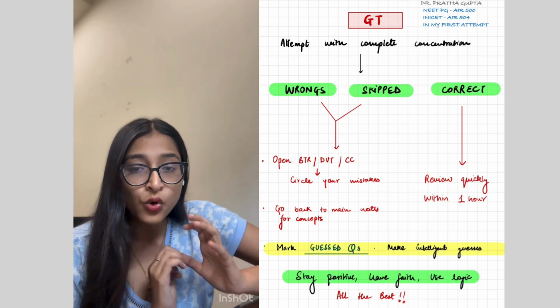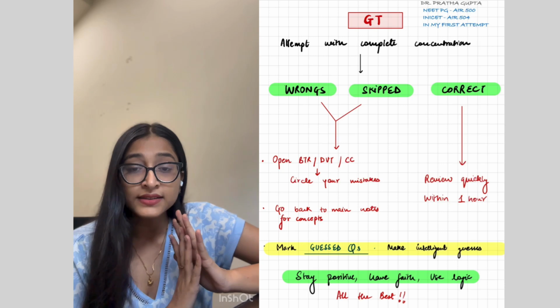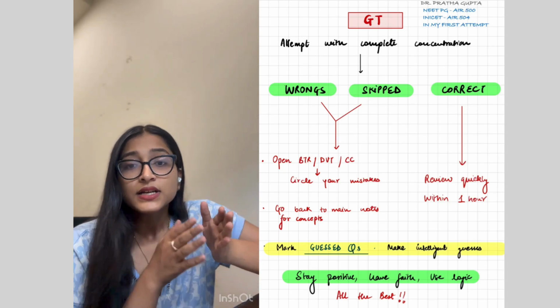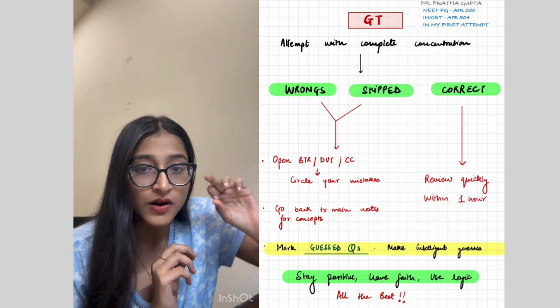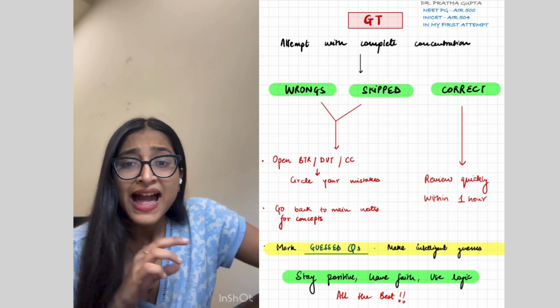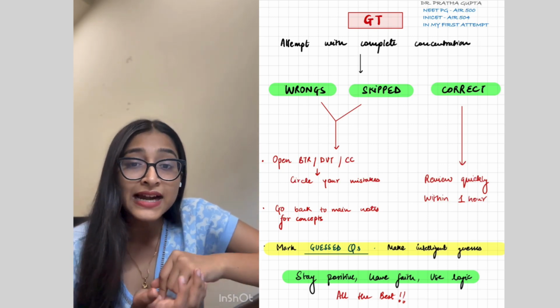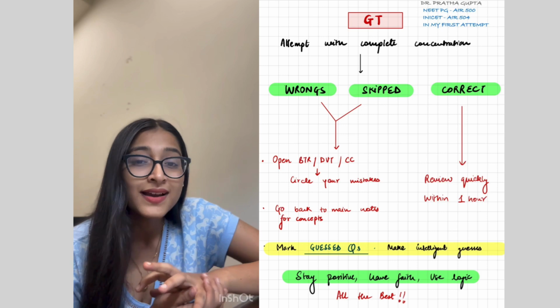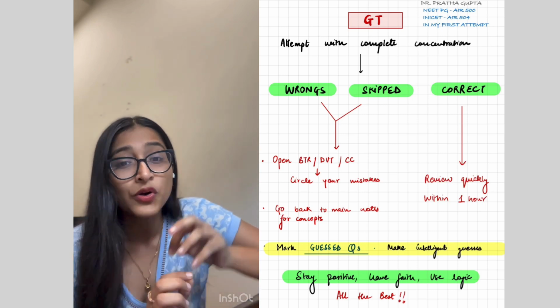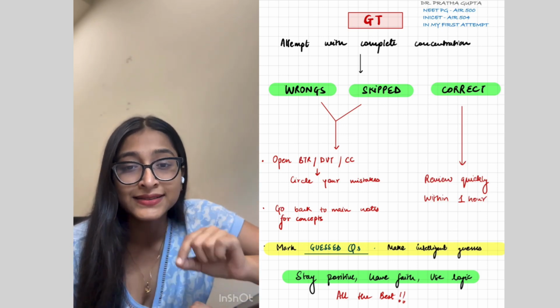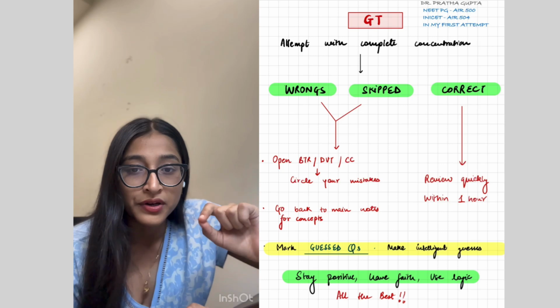And now you will open your GT and review the wrong questions. If I have read one question which I have gotten wrong and I look through BTR, is that question from BTR? Is that question from your concise notes? Then no, you cannot get it wrong. You will circle it there, read it there, learn it there, move on.